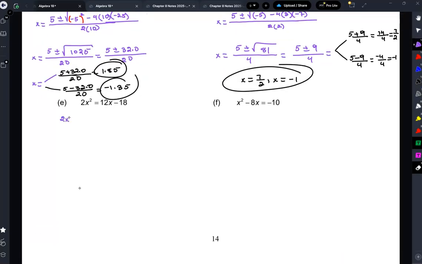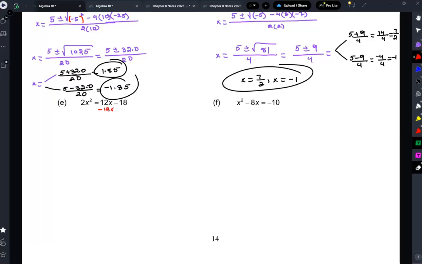So I'm going to get 2x squared minus 12x plus 18 is equal to 0. Because you subtract the 12x, but if it's negative 18, then you have to do plus 18 to both sides, right? To take the negative 18 to this side, how would I do it? So let's see. Okay, so here's what we need to do. How do I take the 12x to the other side? What do I do?